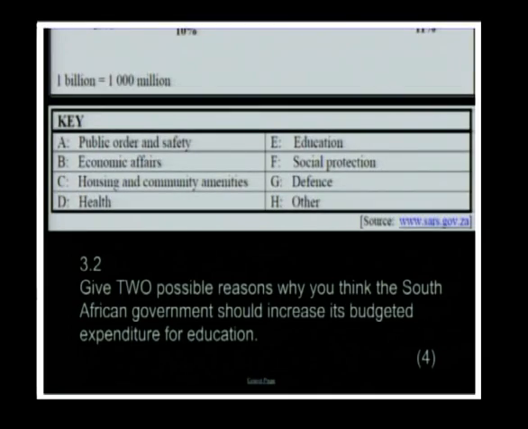3.2 says give 2 possible reasons why you think the South African government should increase its budgeted expenditure for education. Now here's a question that doesn't have a right or wrong answer. Or should I say this, it doesn't have a completely right or completely wrong answer. You can give your opinion.